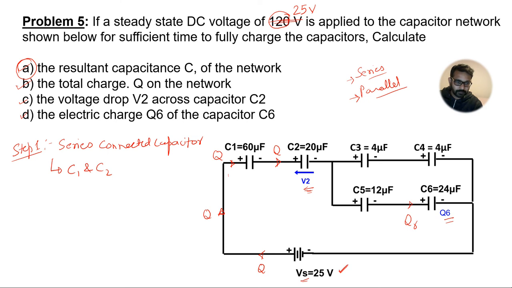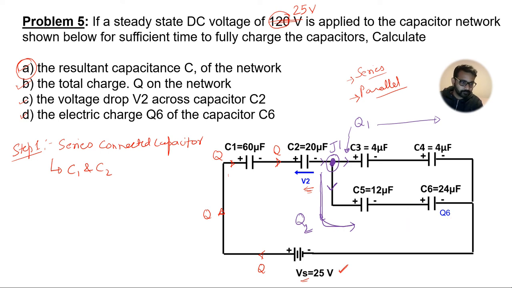Now let's say at this junction, after flowing through C2, the charge Q comes out from here. But at this junction you have two paths, one this side and the other this side. You have two alternate ways in which the charge can flow. So at junction J1, the charge Q will get divided into two parts. Let's say charge Q1 will flow in this path, and charge Q2 will flow in this path.